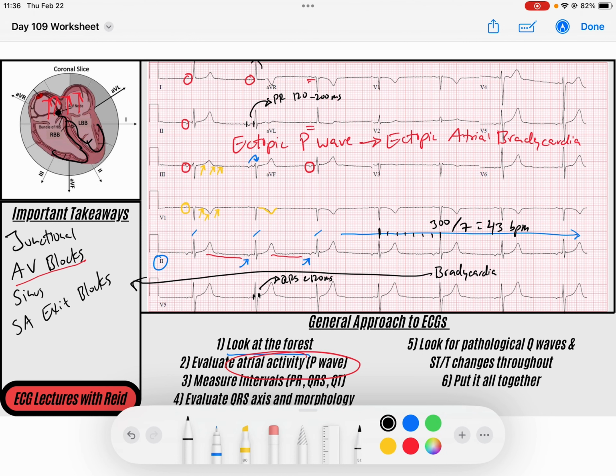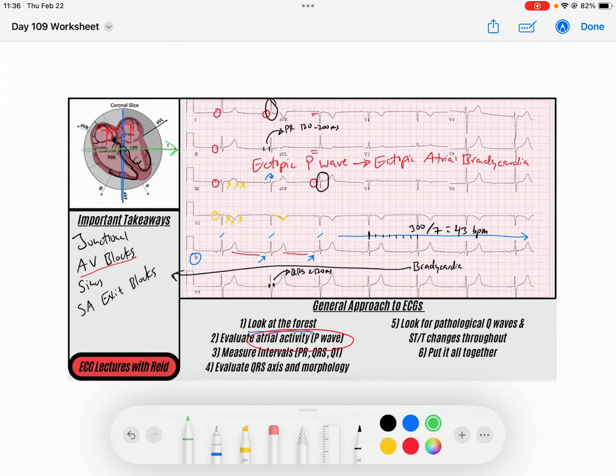The axis of my QRS is upright in lead 1. It's isoelectric in AVF, so it tells me it's going towards 1 but perpendicular to AVF. So if AVF is this way, my QRS axis is probably straight left. So that's within normal limits. I would be okay with that.